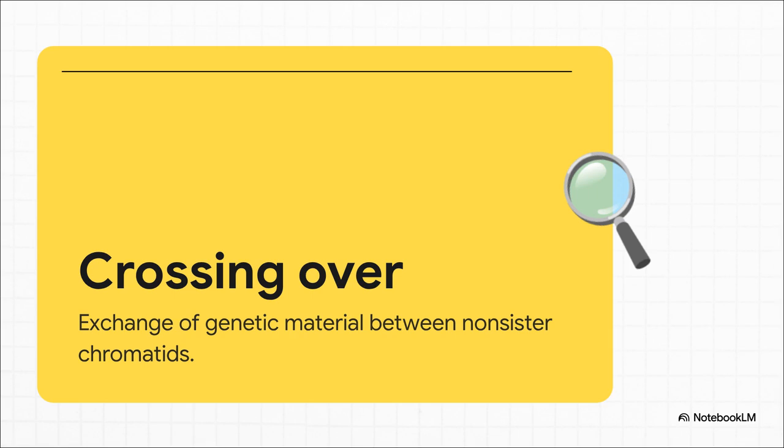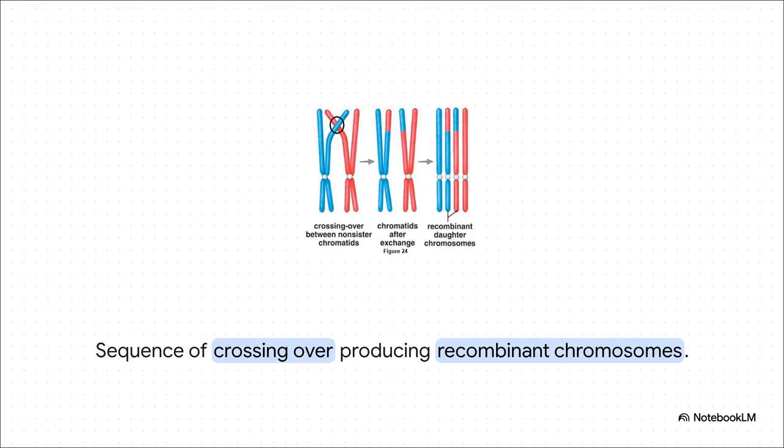Because once they're locked in this tight embrace, crossing over kicks off. This is a physical, literal swapping of genetic material. Non-sister chromatids, so one from the mom side and one from the dad side, actually break and trade pieces. And the specific, visible, cross-shaped intersection where they make this trade is called a chiasma. You can see the whole sequence playing out here. They overlap, they trade at the chiasma, and boom, you get completely unique recombinant daughter chromosomes. A little piece of the maternal chromosome is now permanently stitched onto the paternal one, and vice versa. This is exactly why you and your siblings are different.